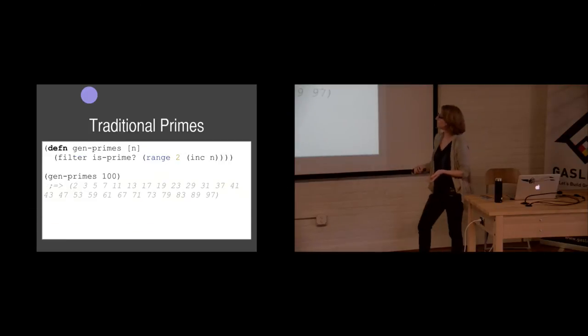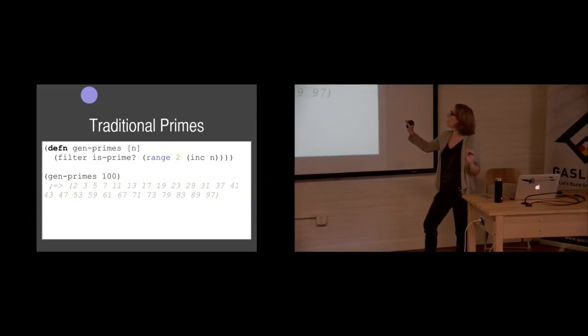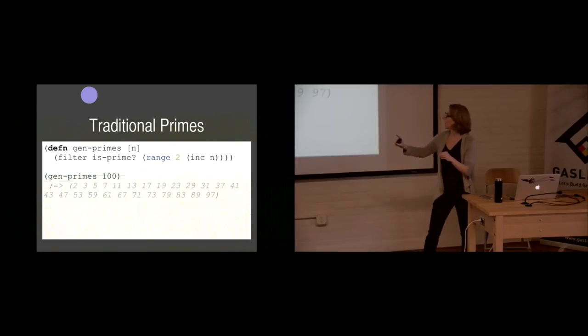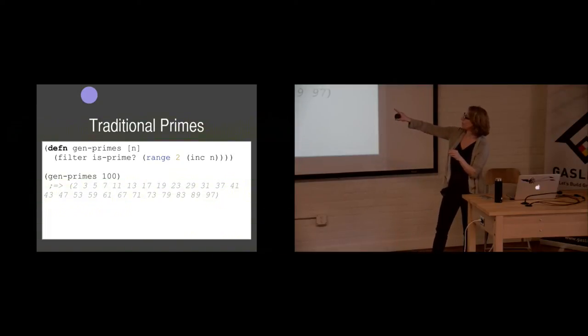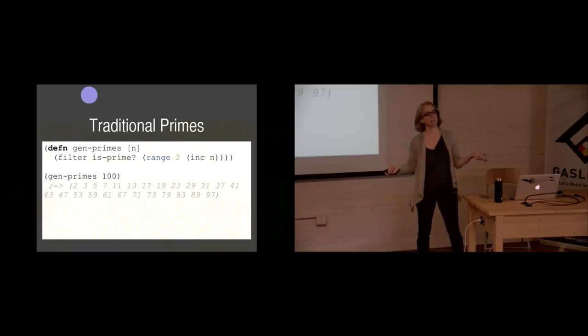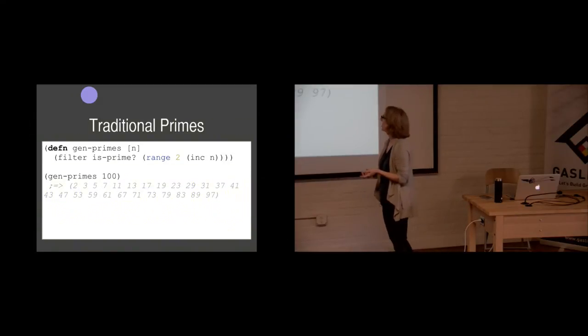Cool. So we could do a little bit more. We could generate all the primes up to n by creating a range of these numbers and just running a filter function asking, is this one prime, is this one prime, is this one prime? And we could run that, gen-primes to 100, and we can get a list of all the primes to 100. So that's cool. I mean, it might look a little bit different in Clojure, but basically it's the same kind of familiar way that we're used to doing primes.